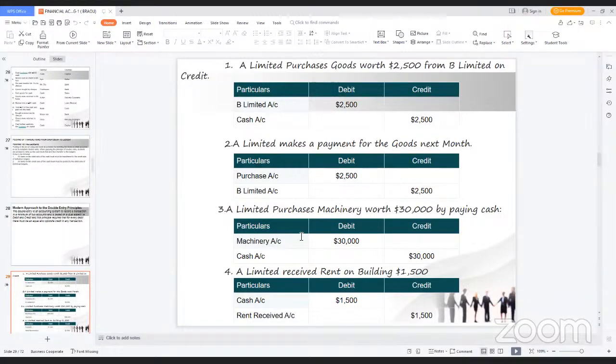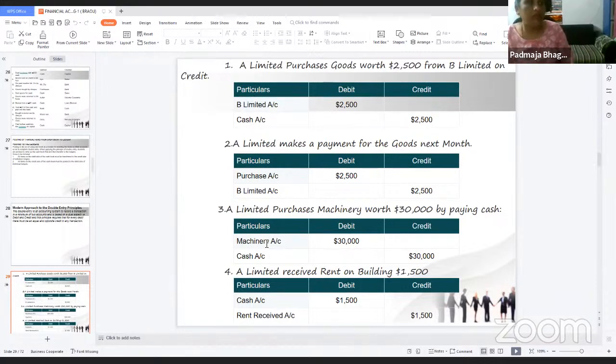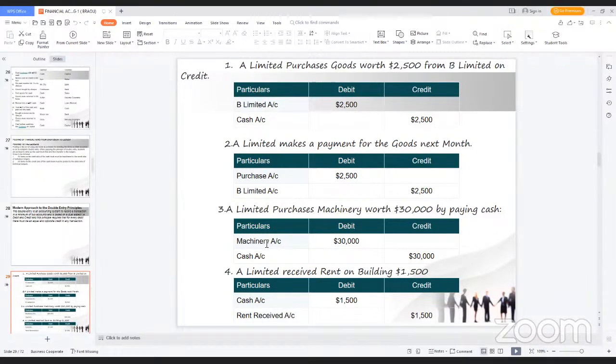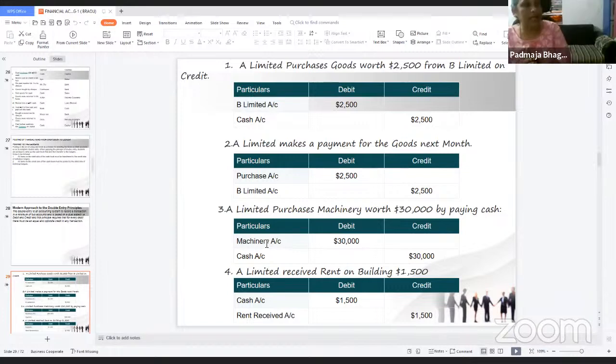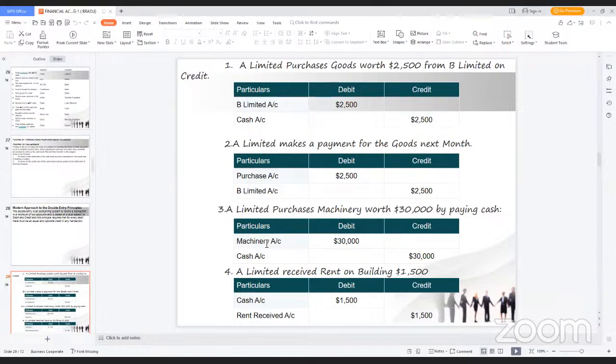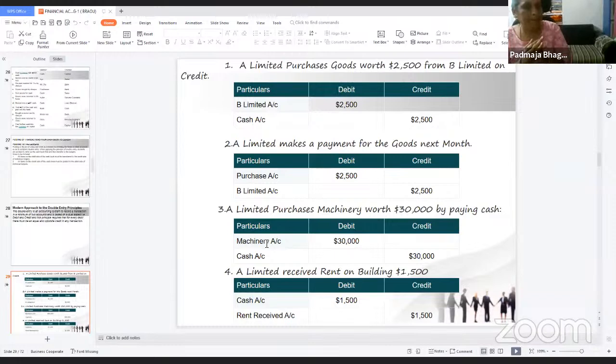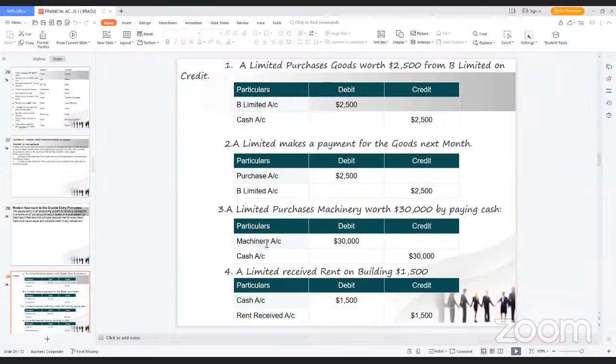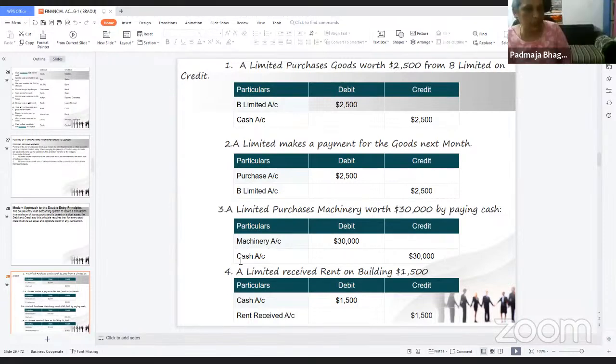Yes, ma'am. So when you are writing the individual account, the machinery account, on which side will cash come? On the debit side, cash will come. When you are making the cash account, machinery will come on which side? Debit side or credit side? Credit side. So machinery account debit to cash account. Are you getting my point?